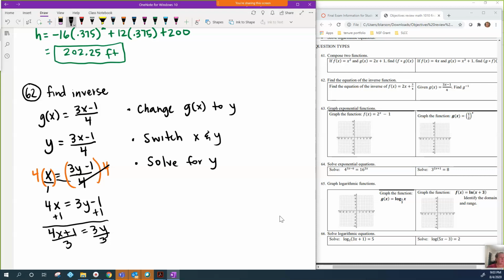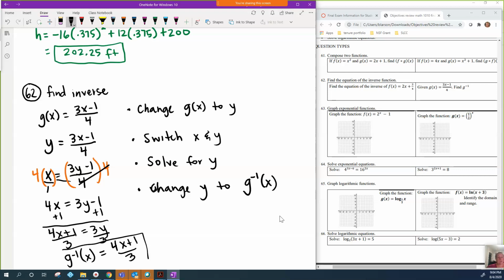And then the last step that a lot of people forgot on the week 11 review is that you've got to write this in the form. So you've got to change your y to the inverse form. So I'm going to want to write it as g to the negative 1 power of x, right? So this means the inverse of x. So g to the negative 1 power of x, or the inverse of g of x, is 4x plus 1 over 3. And that's how I leave my answer on that one.